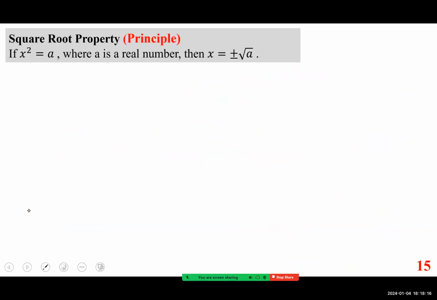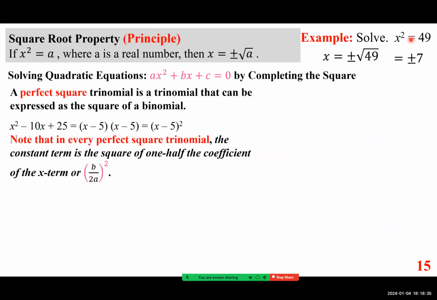Let's remind everybody about the square root property or principle. If x squared is a, where a is a real number, x is plus or minus the square root of a. For example, if you happen to have 49, x is plus or minus 7. How do we solve quadratic equations? We can do it by completing the square. By the way, you don't have to use completing the square unless they ask you, but the reason we discussed it is that we need it later on when we look at conic sections.